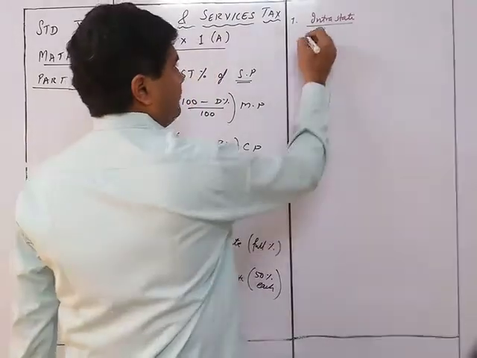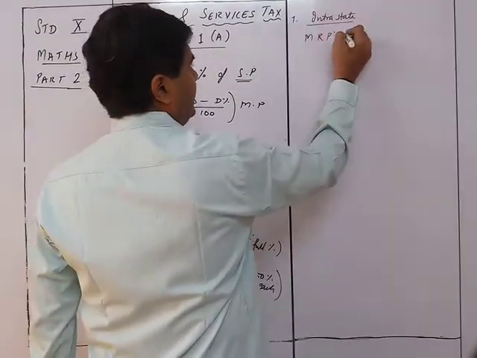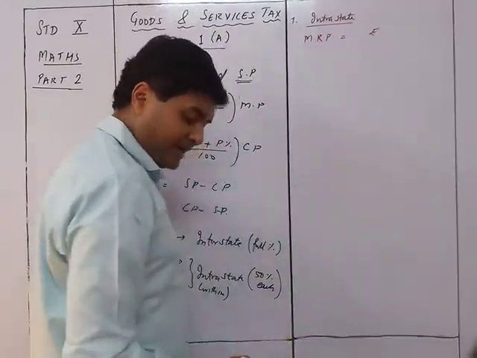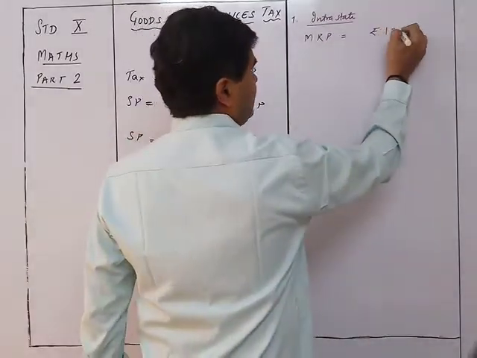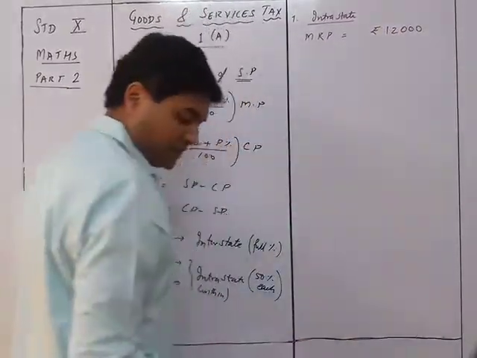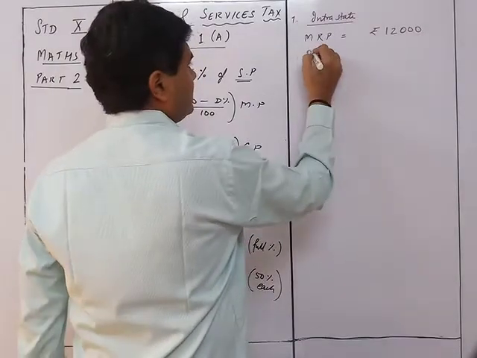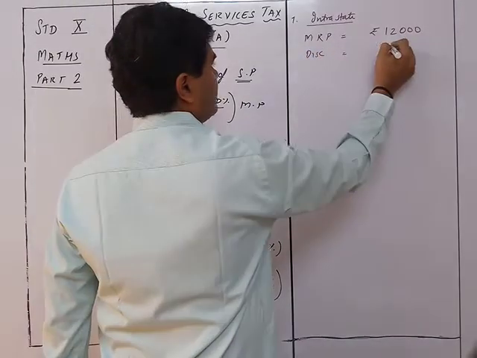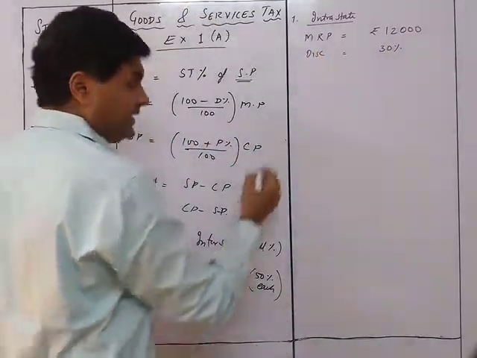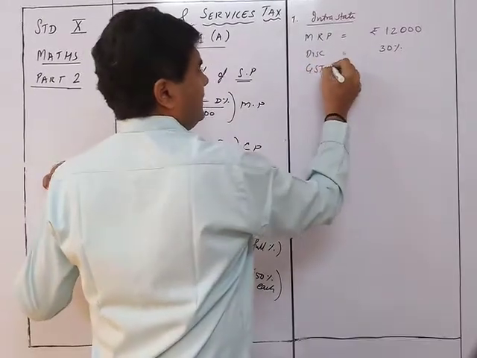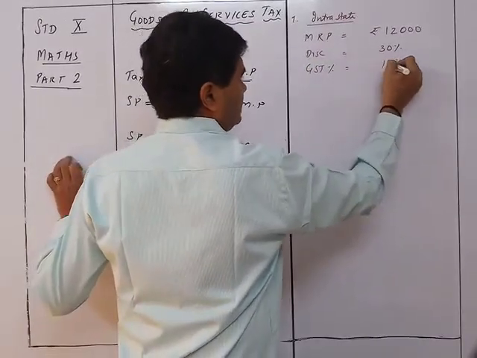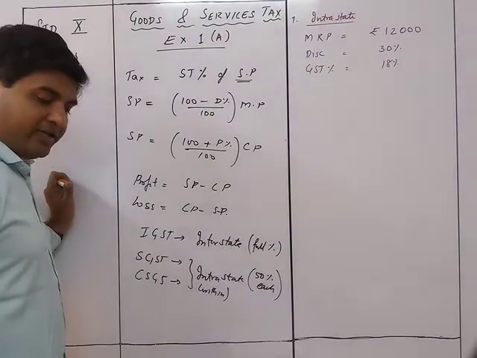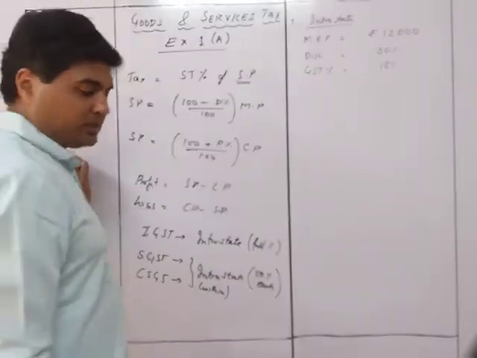So we have got over here, first thing is MRP is equal to rupees, its maximum retail price is given as 12,000 rupees. So the mark price is 12,000. You are given a discount. The discount is equal to 30%, and the GST percent is equal to 18%. So these are the data which is given to you. Let us find out one by one what is going to be asked.